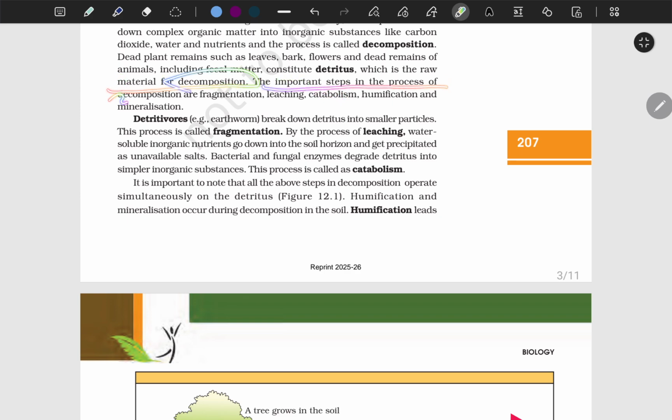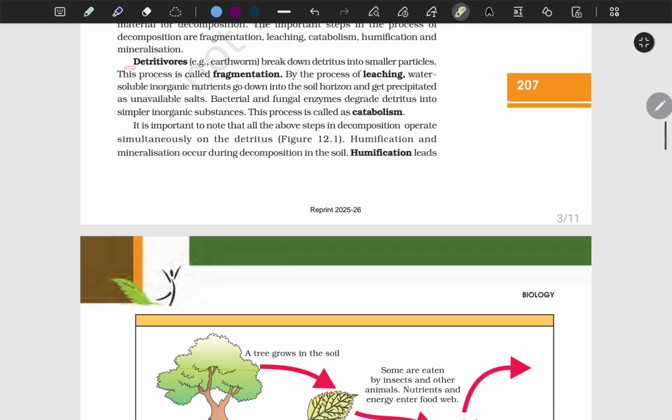The important steps in the process of decomposition are fragmentation, then leaching, then catabolism, then humification, and mineralization. So detritivores, for example earthworms, break down detritus into smaller particles. This process is called fragmentation. By the process of leaching, water-soluble inorganic nutrients go down into the soil horizon and get precipitated as unavailable salts. Remember, these are soluble inorganic nutrients, not organic nutrients.